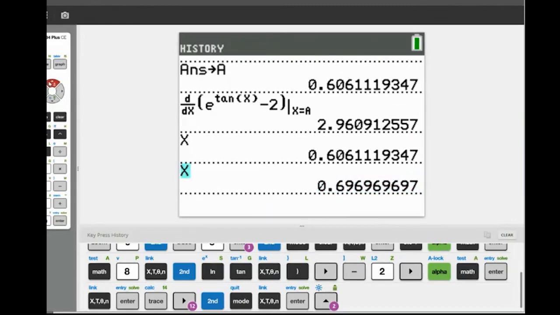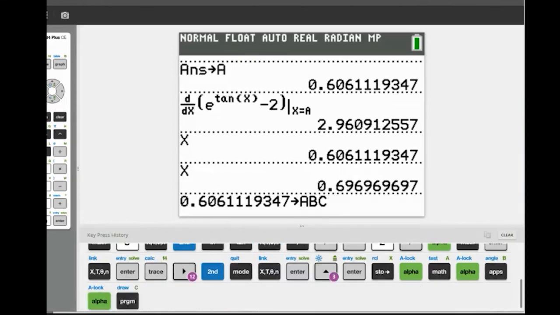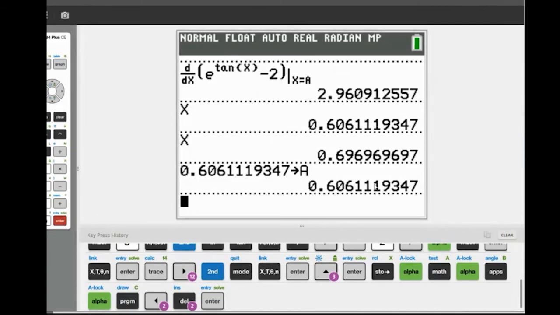So I'm going to go back up here to this value, because I was just kind of showing you that for fun. And then hit the store button, STO, it's to the left of number 1. And then just alpha A. I mean, you can do alpha B, you can do whatever letter you want. It doesn't really matter. I just like doing alpha A because it's closest to the alpha button. It's just easier. And then you don't have to write all those digits down. Okay, and then math 8, e to the tan x minus 2, plug that in.